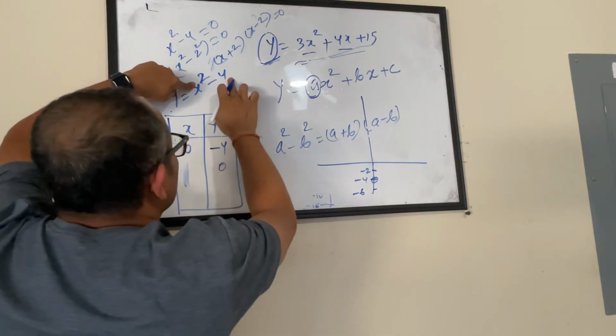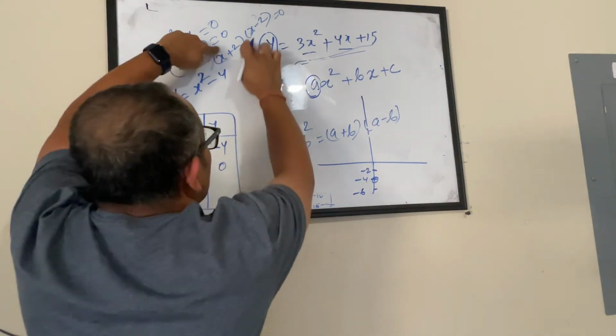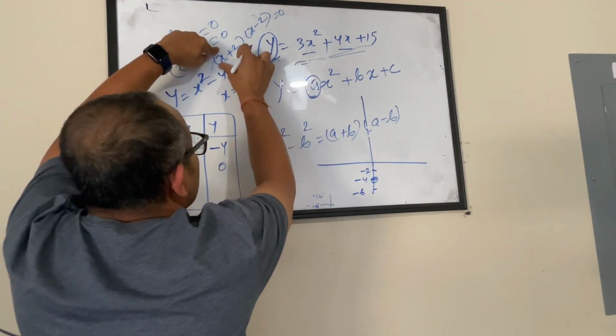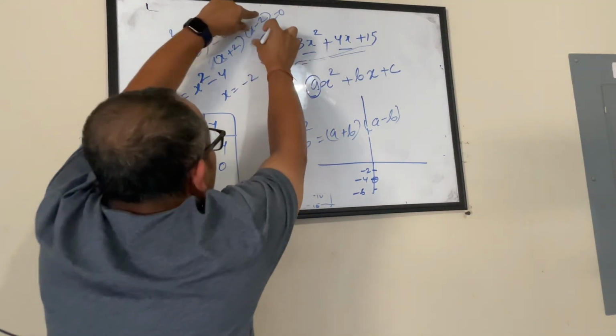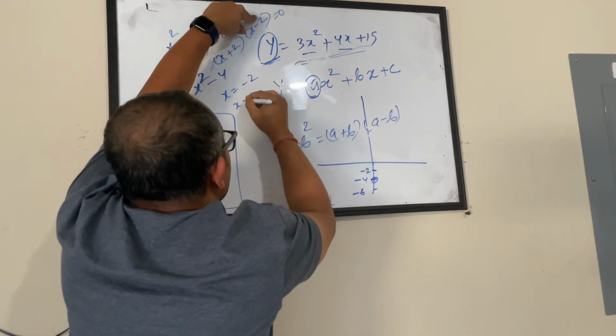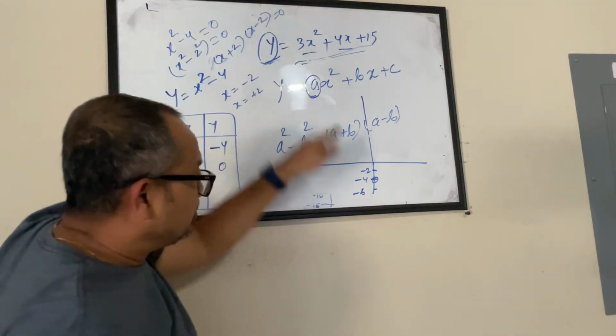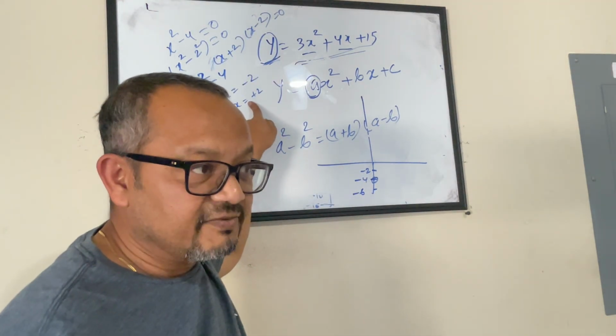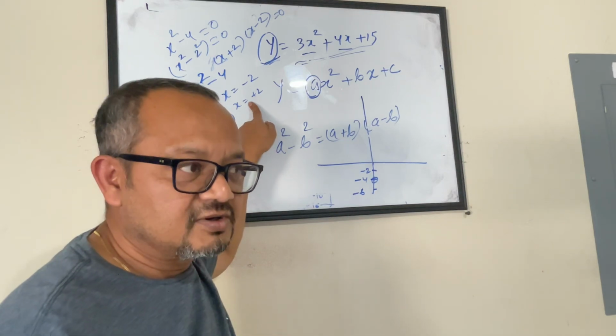A squared minus b squared. See? So a plus b and a minus b. So you got two answers for x. In this case, it becomes x equals minus 2. In this case, it becomes x equals plus 2. So you got two places where this parabola touches the x-axis, where the y coordinate is 0.